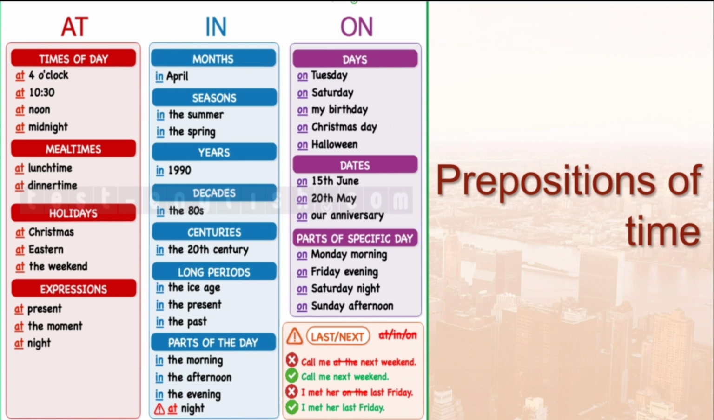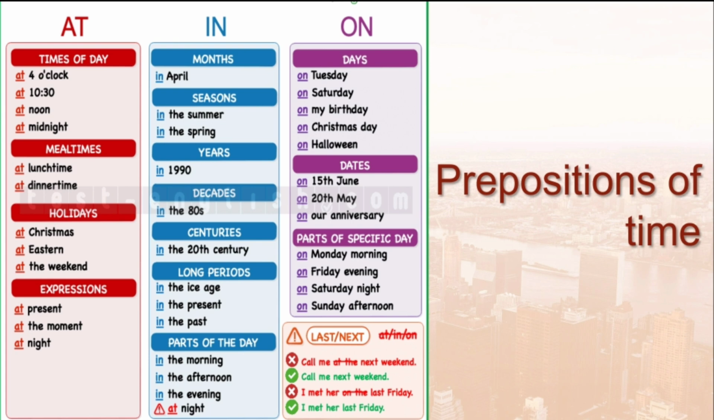We also say at Christmas, and as I told you, at Christmas refers to the holiday period of Christmas. So, we use on for the specific days like on Halloween. We also use on with dates like on the 15th of June or on 20th May or on our anniversary.